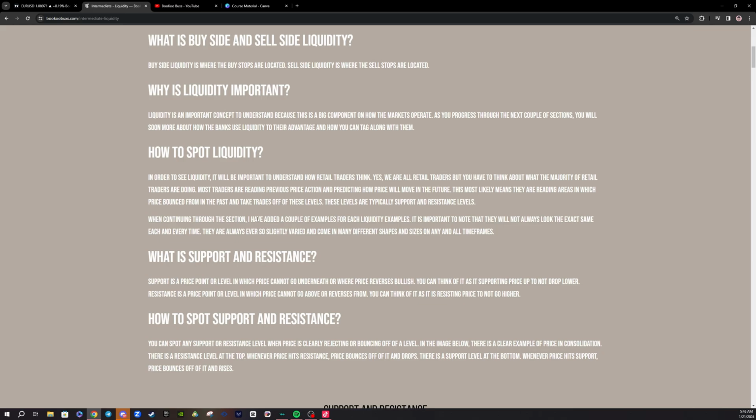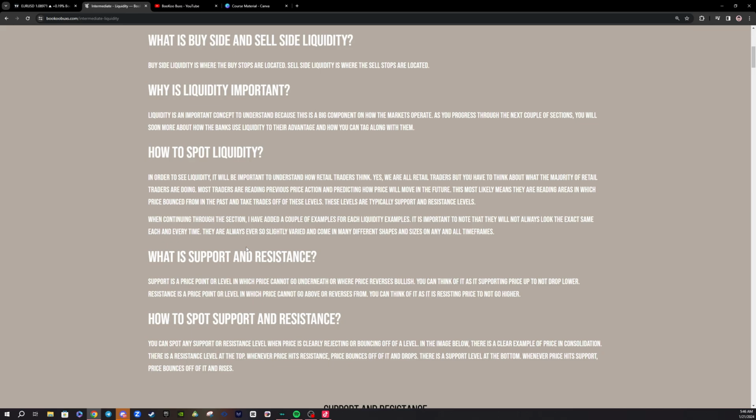How to spot liquidity. In order to see liquidity, it will be important to understand how retail traders think. Yes, we are all retail traders, but you have to think about what the majority of retail traders are doing. Most traders are reading previous price action and predicting how price will move in the future. This most likely means they are reading areas in which price bounced from in the past and take trades off of these levels. These levels are typically support and resistance levels.